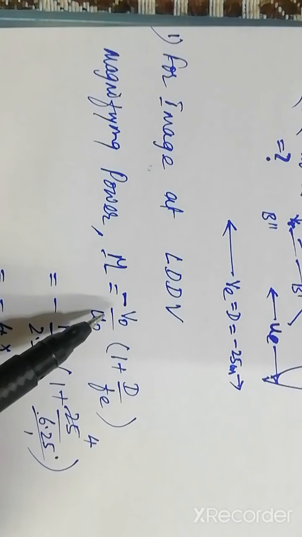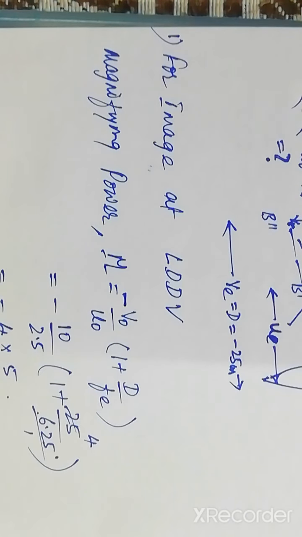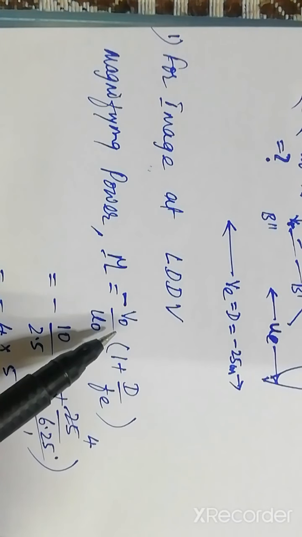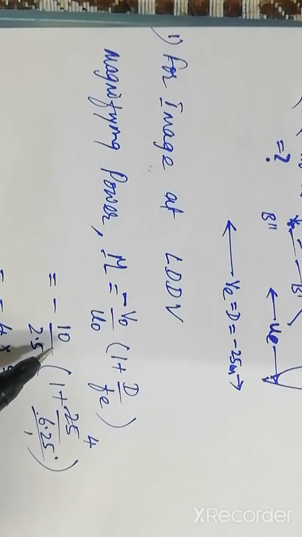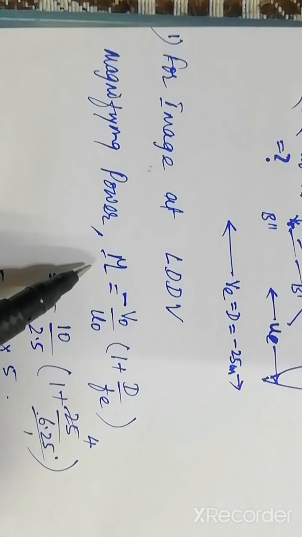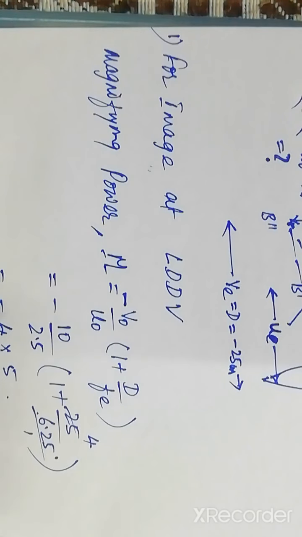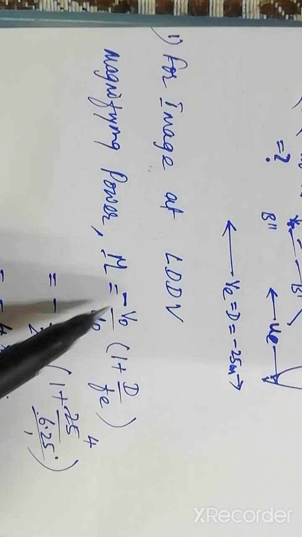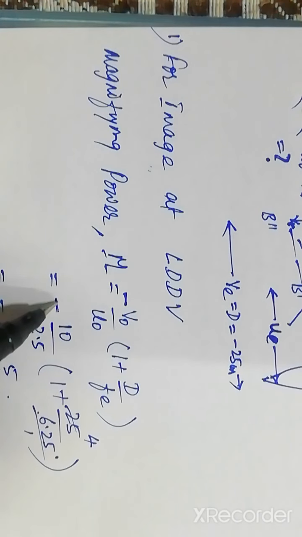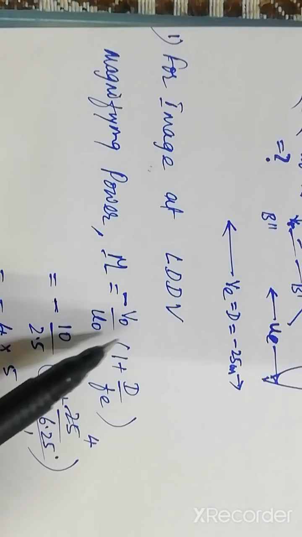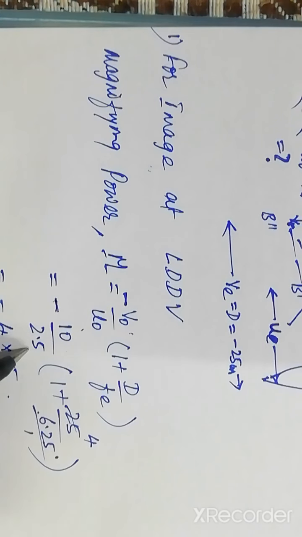The formula is minus VO by UO into 1 plus D by FE. VO is 10. Once again, you need not apply sign conventions while calculating the magnifying power. Straight away write the relation. Don't apply the sign convention. Keep this negative sign throughout. Substitute just the values. VO is 10, UO is 2.5, D is 25, FE is 6.25. On simplification, the magnifying power comes out to be minus 20.